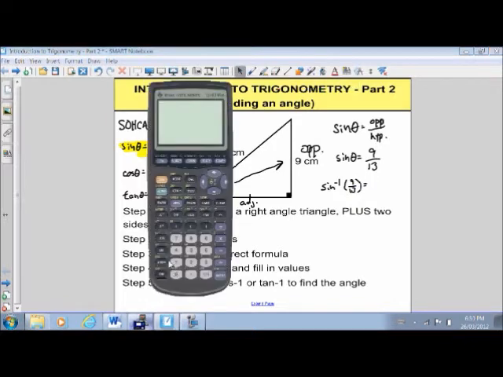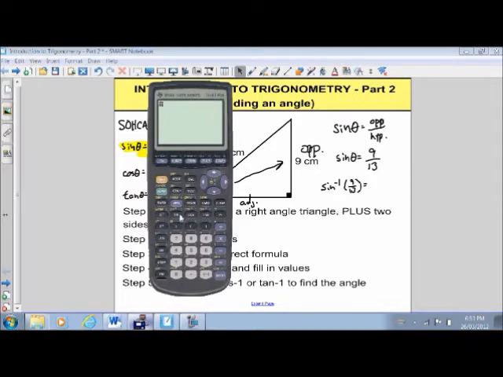And let's go take a look at that. So I'll turn it on. Again, first make sure that you're in degrees. Every calculator is a little bit different, but you should look for a D or a DEG display at the top, and make sure you're in degrees.